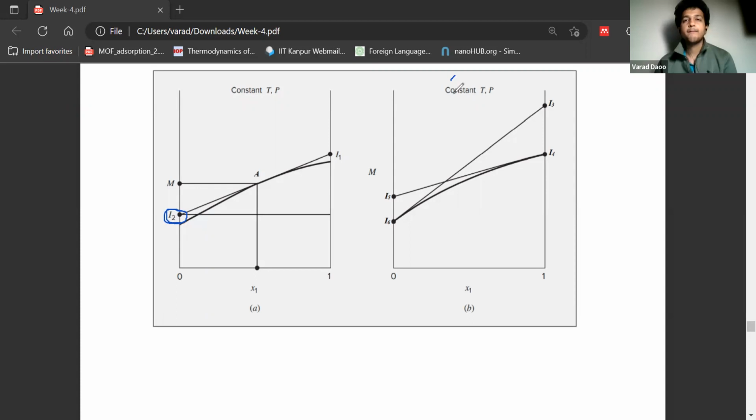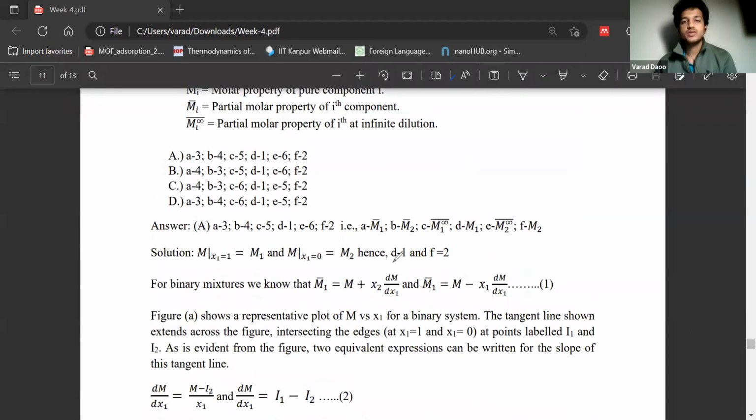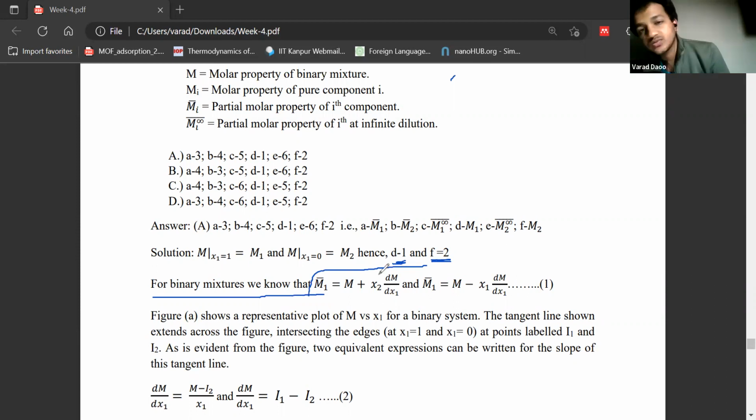So hence what we have is D is 1 and F is 2. And for a binary mixture, we know that M1 bar is nothing but M plus x2 into dM by dx1. Actually, it can be D or it can be 2 also. And M1 bar is in terms of x2 and x1. If we substitute x2 in terms of x1, we get this expression.